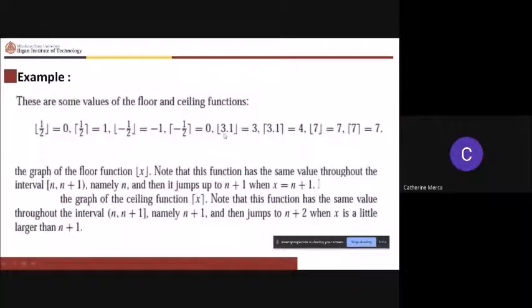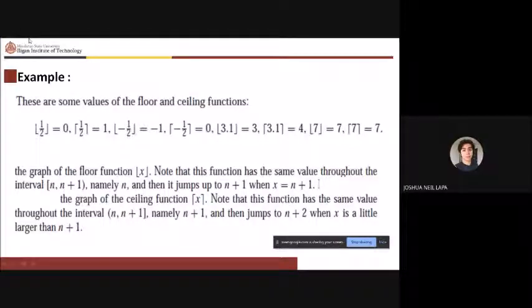So, 3.1. Pag floor function, ang floor function sa 3.1 is 3. Ang ceiling function is 4. Katong mas dako, no? Pag ceiling, tanaw na lang yung mas dako sa iya. Minimum, pero mas dako. Ang 7 na gyapon. Ang ceiling sa 7, kay 7 na gyapon. Is that clear?